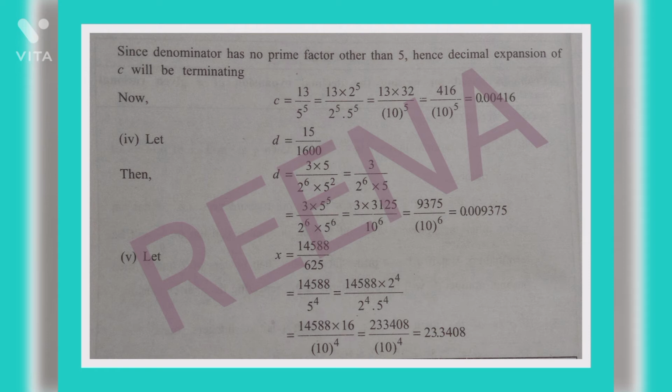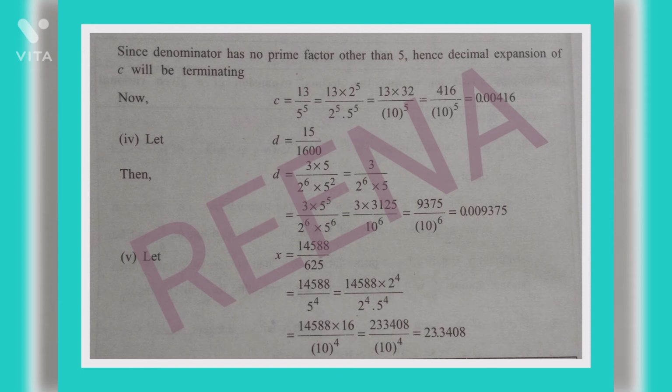Let's start with the fourth part. In this part I have 15 upon 1600. In this question again I have to do the factorization of numerator as well as denominator, and after factorization the factors which I get here are 3 into 5 upon 2 raised to the power 6 into 5 raised to the power 2.